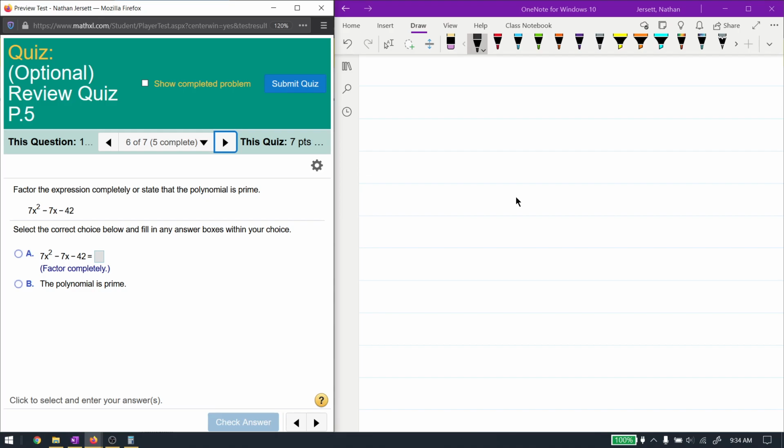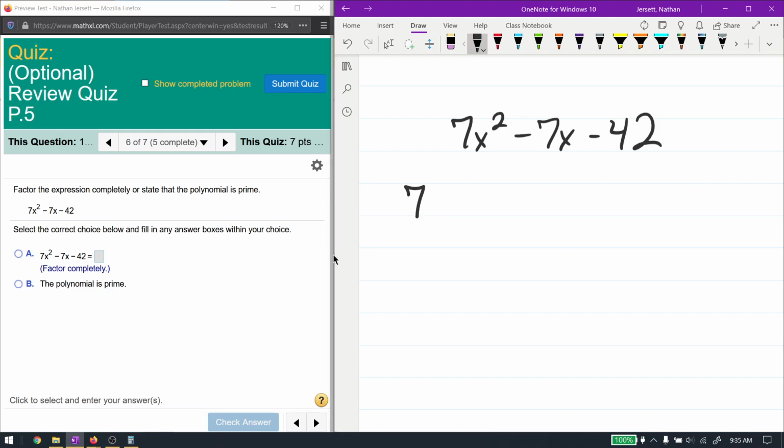All we need to do here is factor it or state that it's prime. If it's prime, that means we can't factor it using our methods. If it isn't prime, then we need to do so and factor it. Always ask the question, can I take something out of all the terms? And I can. I can take out a 7.